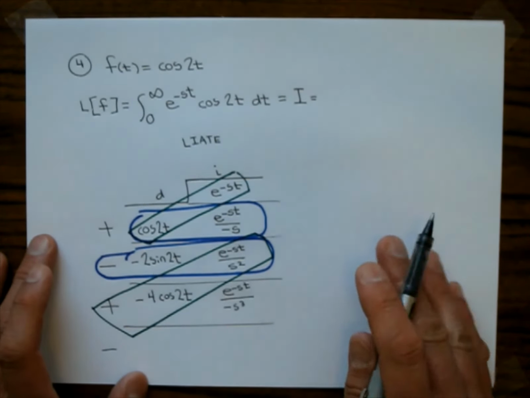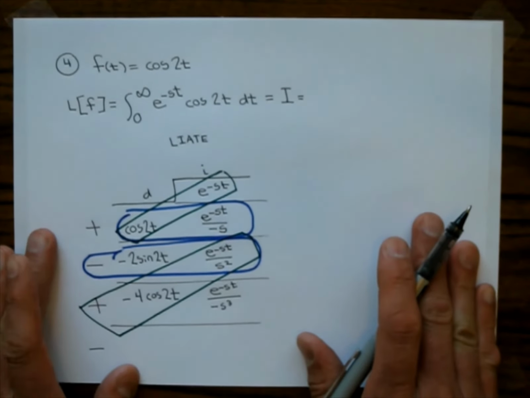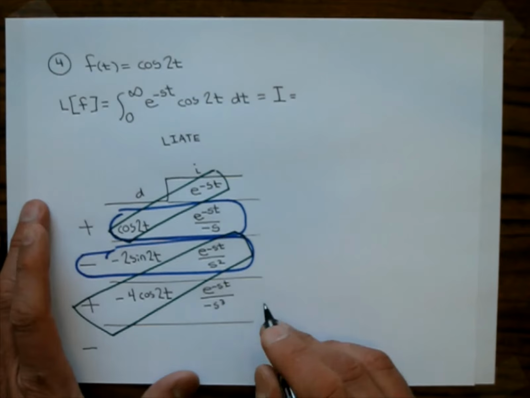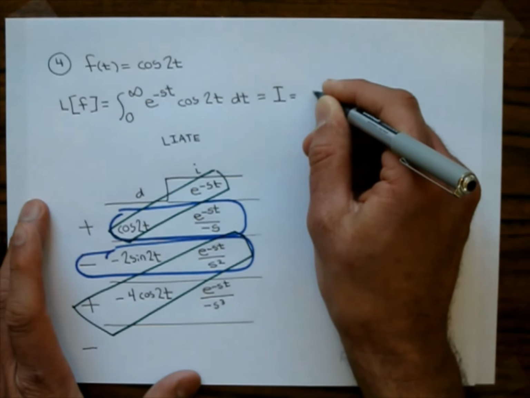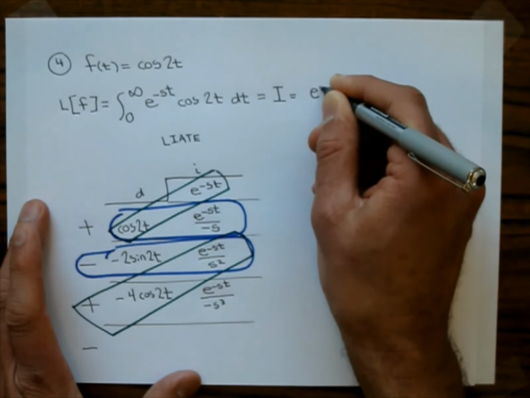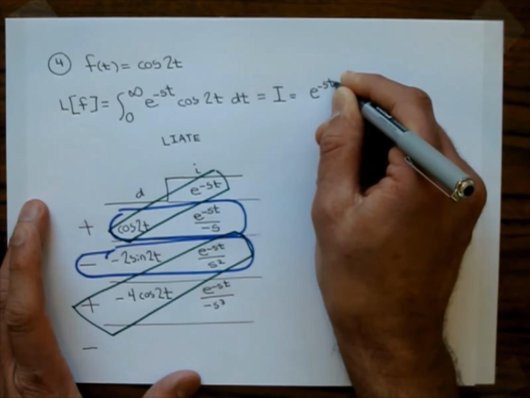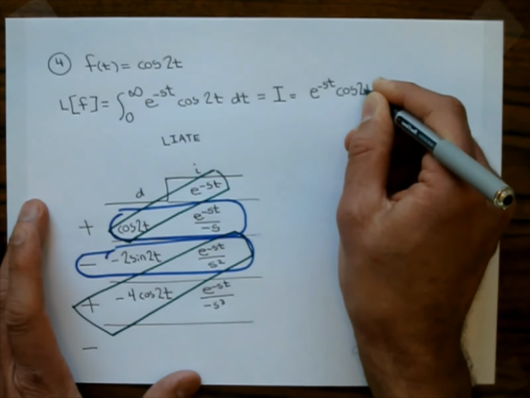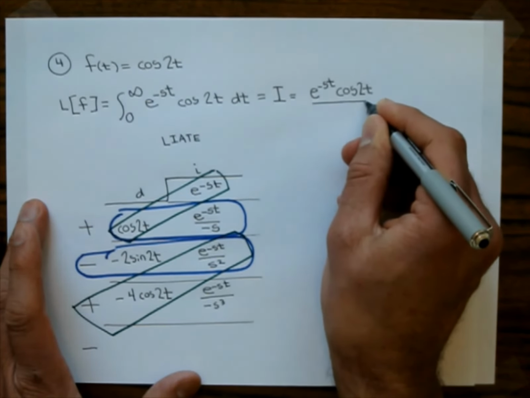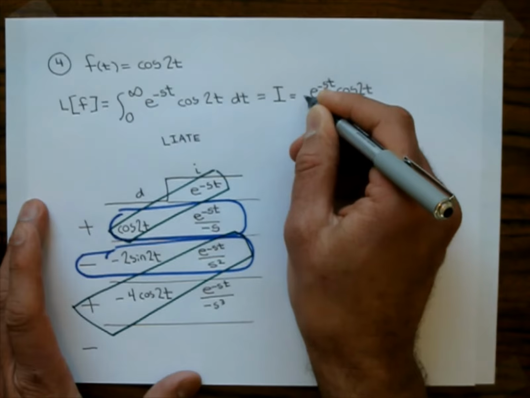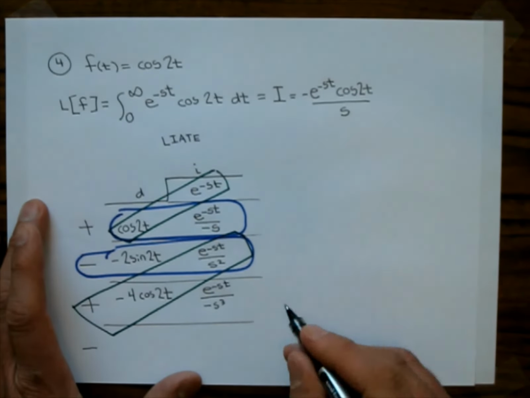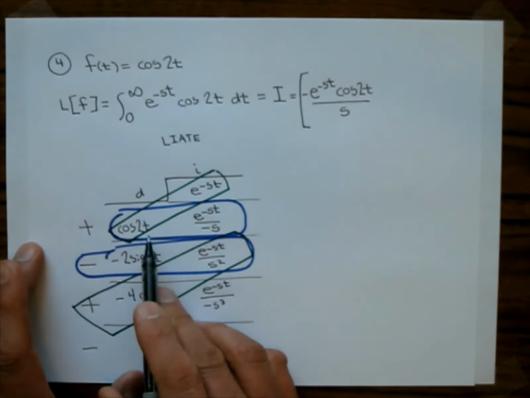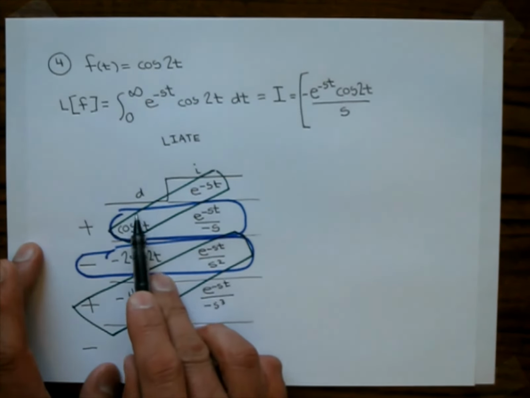So when I do that, I don't even know if I'm going to have enough room to do this. Oh well, we'll just take our chances here. This is going to be e to the negative st cosine 2t all over s, and there's a negative in front of there. So that right there, I'll put a bracket there. That's from multiplying those together.